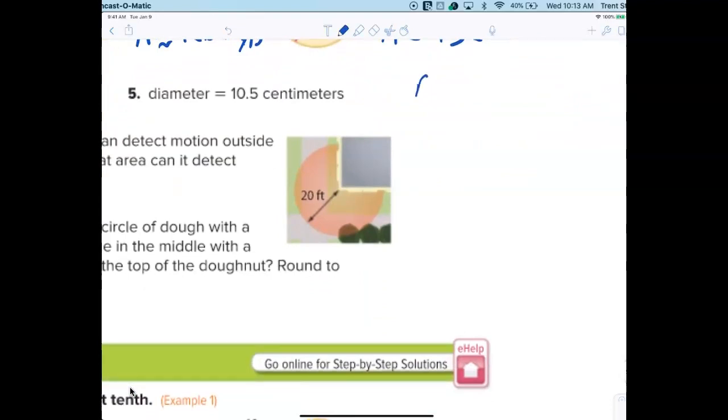So A equals pi r squared. Good job, buddy. So A equals pi times 5.25 squared. Wow. So A is approximately 86.59 centimeters squared.